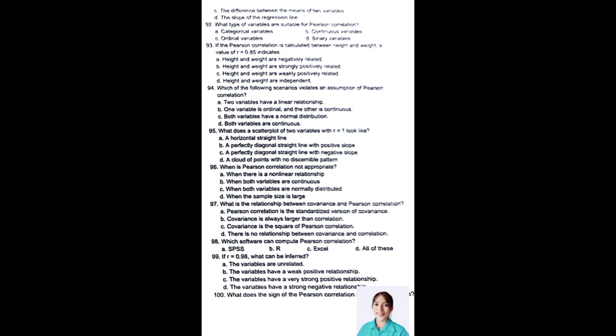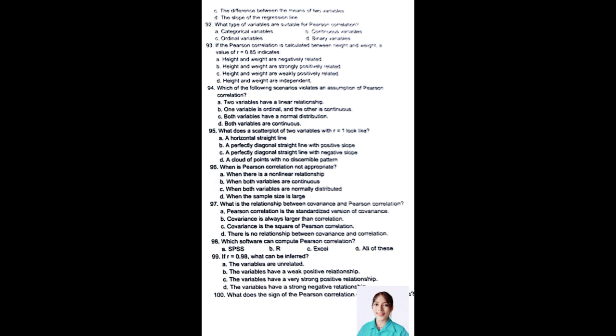Next is number 96. When is Pearson correlation not appropriate? Pearson correlation is not appropriate when there is a nonlinear relationship. So that's option A. Then we have number 97. What is the relationship between covariance and Pearson correlation? Pearson correlation is the standardized version of covariance. So that's option A.